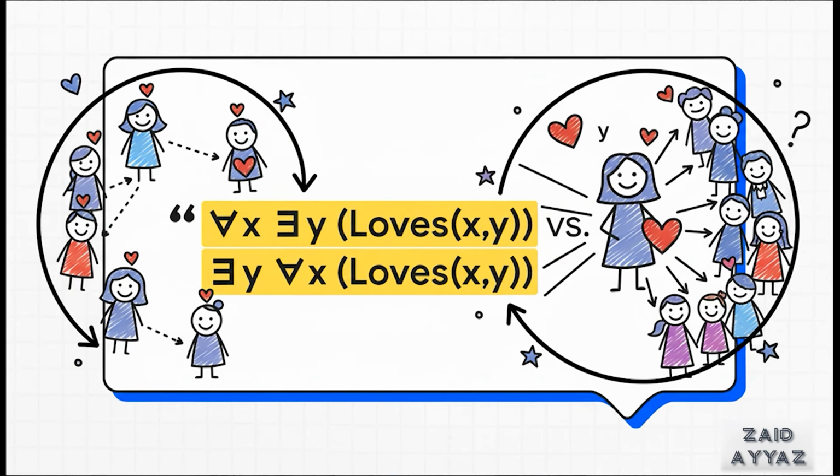Which brings us to this final comparison. Let's look at these two logical statements. They use the exact same ingredients, a for all quantifier, a there exists quantifier, and a predicate for loves. The only thing that's different is the order. The first one says, for every person X, there exists some person Y that X loves. The second one says, there exists some person Y such that for every person X, X loves Y.